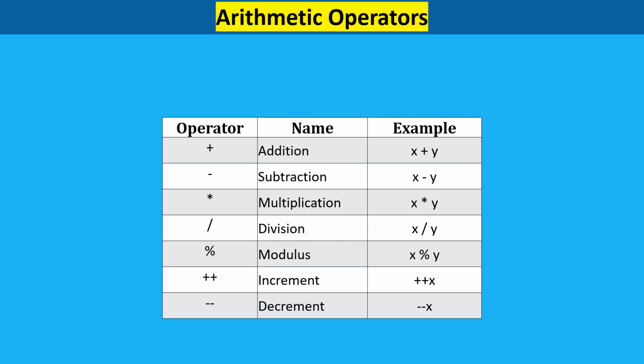Arithmetic operators. Arithmetic operators are used to perform common mathematical operations. Addition adds two numbers, subtraction subtracts one value from another, multiplication multiplies two values, then division, modulus, increment and decrement. So increment increases the value by 1 and decrement decreases the value by 1. These are the examples which we will do in the forthcoming slides.